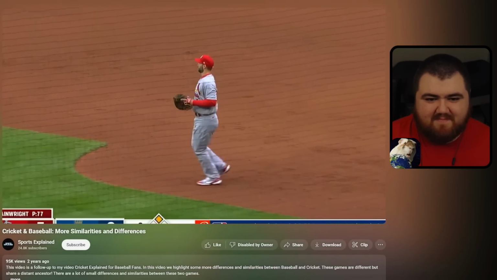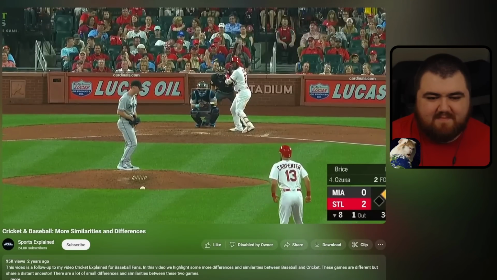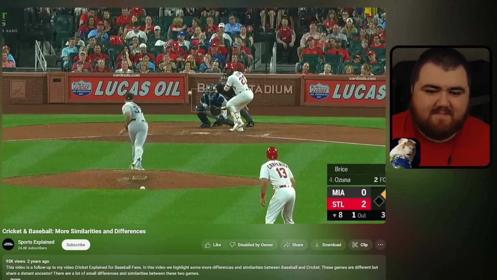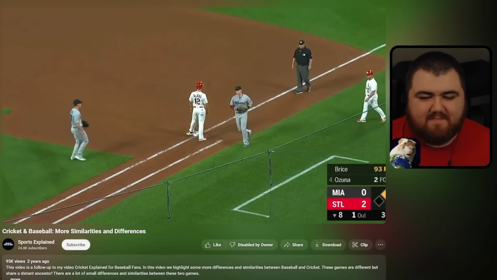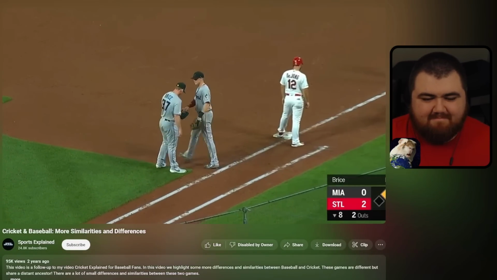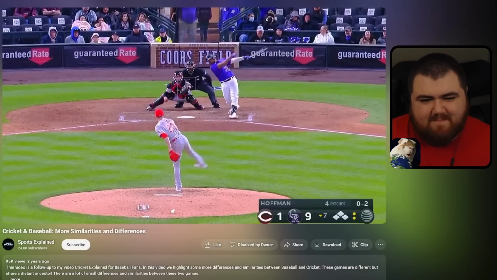There's no tagging up in cricket, so you don't have to teach the kids about, okay, so if they catch the ball, you actually have to tag up on the base that you were at, and then if you think you can make it, you can run, but a lot of the time you don't want to run unless there's 2 outs and 2 strikes.